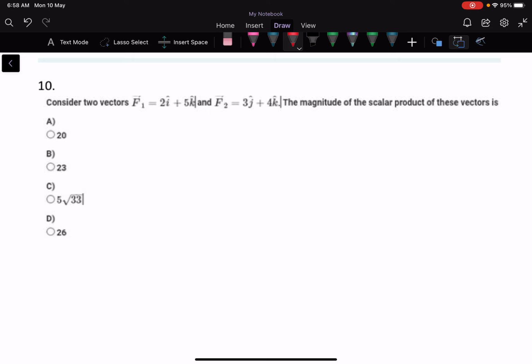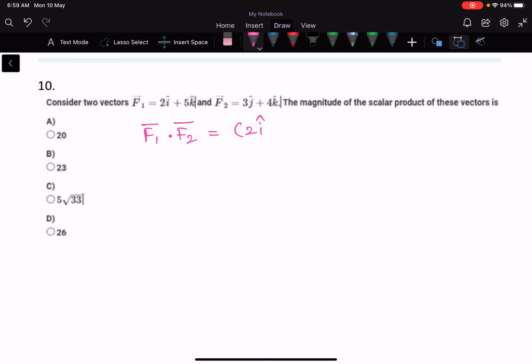Okay. Question number 10. Here, consider two vectors F1 and F2. We need the magnitude of the scalar product of these vectors, the scalar product of F1 and F2. Dot product and scalar product are both the same.